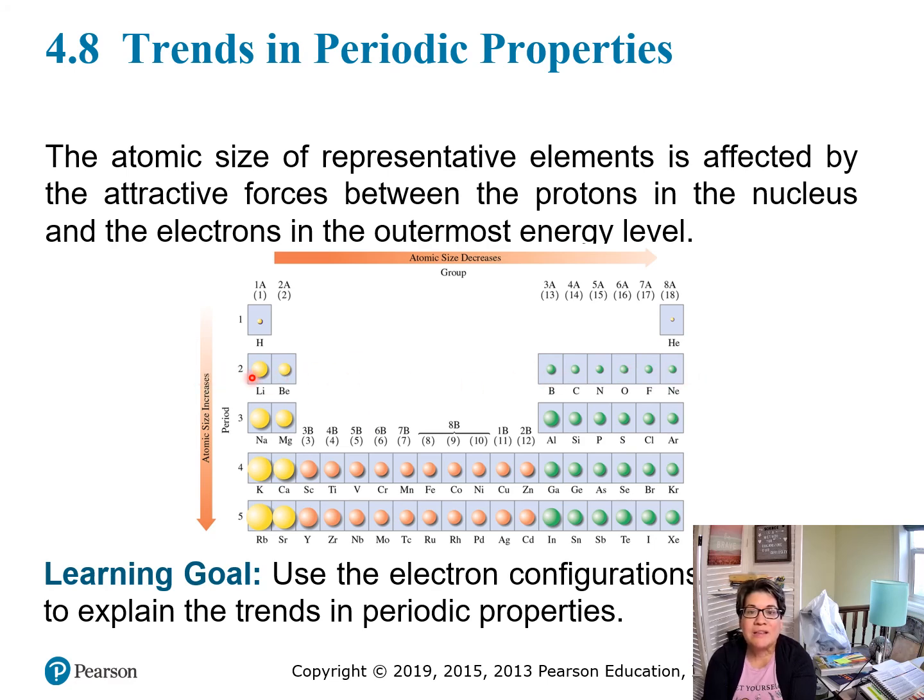And that's because you are not adding any shells. These all have 2 shells, and they're gaining protons, and so those 2 shells, even though you're also gaining electrons as you go across, the shell is being pulled tighter because there's more protons acting on it and pulling it tighter. So here you're adding more shells, here you're keeping the shells the same, adding more protons, and it gets smaller.